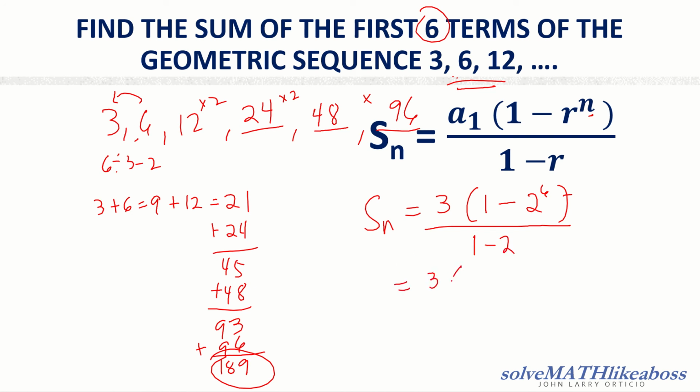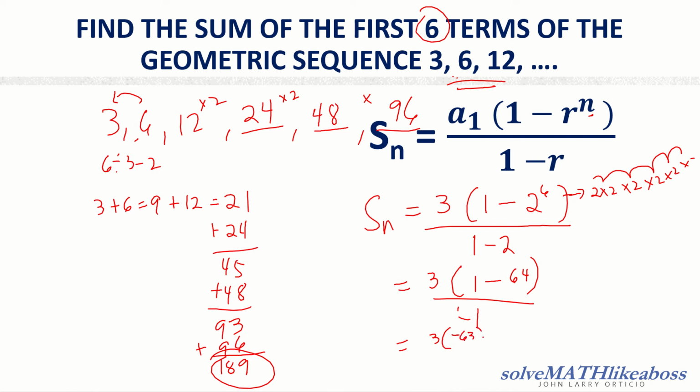Then, solve natin. So, 3, quantity, 1 minus, ano ba yung 2 raised to 6? Diba ang 2 raised to 6 ay 2 times 2 times 2 times 2 times 2 times 2. So, 6 na beses. So, 2, 4, 8, 16, 32, 64. So, 64 to. Then, 1 minus 2, that's negative 1 sa ilalim. Then, 3, quantity, ano ba ang 1 minus 64? So, that's negative 63 over negative 1. Pwede ko tantahin naman ng dalawang negative, kasi negative naman sa factor niya. So, magiging 3 times 63.